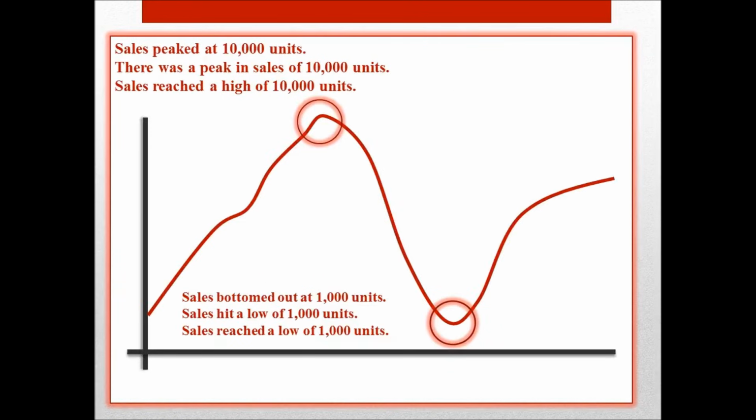Sales peaked at 10,000 units. There was a peak in sales of 10,000 units. Sales reached a high of 10,000 units. Sales bottomed out at 1,000 units. Sales hit a low of 1,000 units. Sales reached a low of 1,000 units.